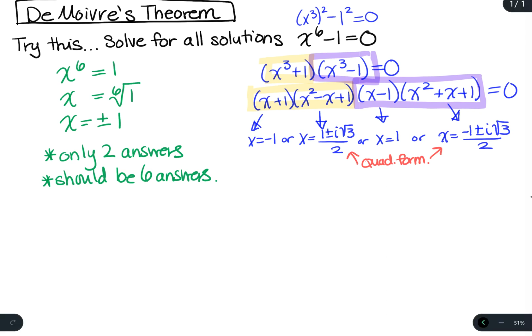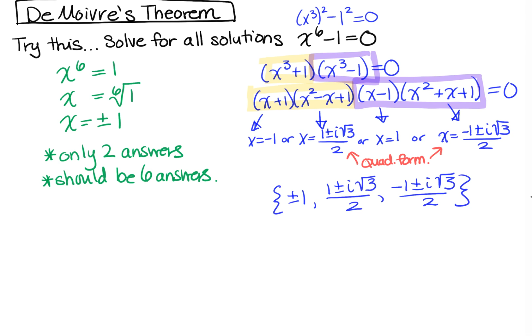And then of course, the very last thing we're going to do is write our final answers into set notation. So there are the 1, 2, 3, 4, 5, 6 solutions to the 6th-degree polynomial equation. And now this verifies the fundamental theorem of algebra to show us that we do in fact have 6 solutions to this equation.